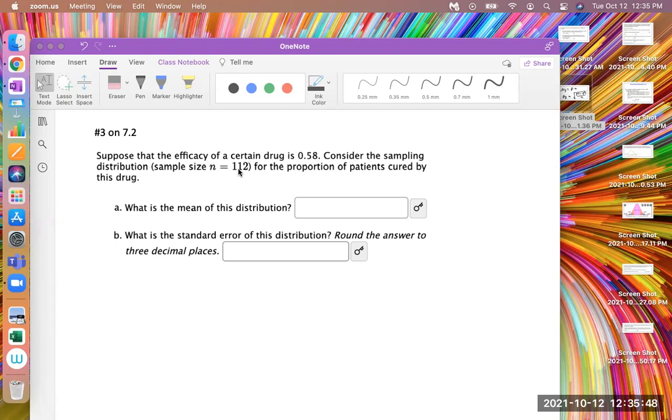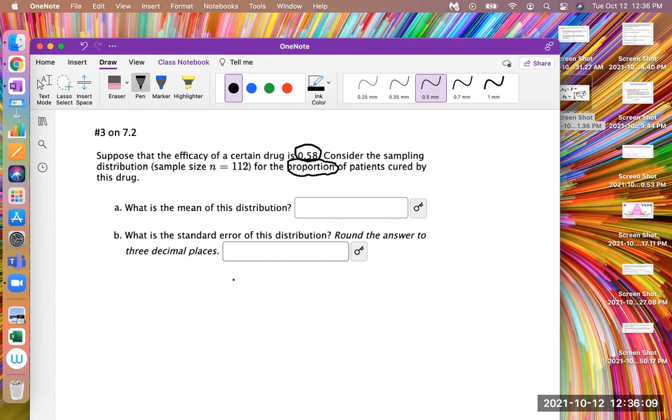So one thing that you have to be careful of and take note of is that they're giving us a proportion, right? And they're asking for the sampling distribution for the proportion. And that's going to change, because this is no longer the mean.